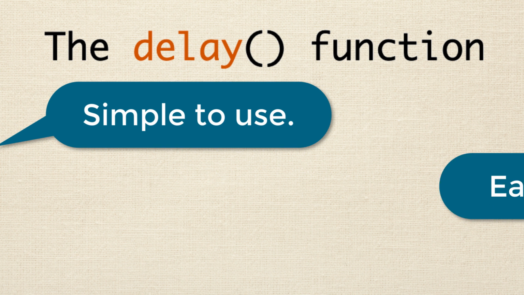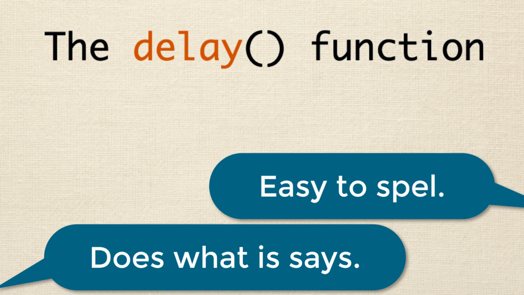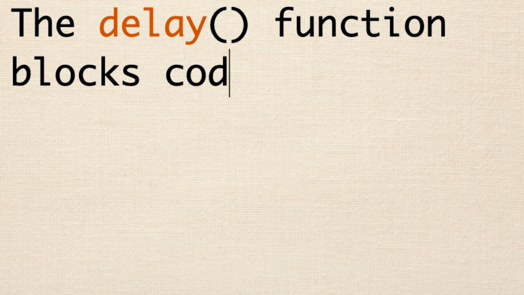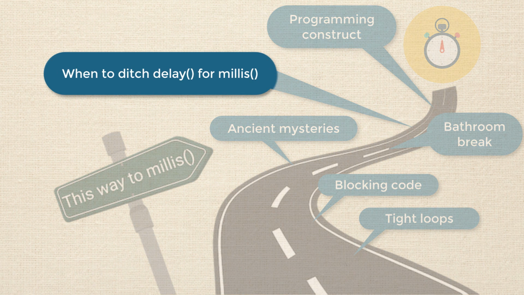It's simple to use, it's really easy to spell, and it does just what it says. So we shouldn't necessarily ostracize delay from our programming toolbox. We should just recognize that it's a simple programming function that can work in a lot of instances. But there is a time when you start to run into issues, and that has to do with the blocking effect that the delay function has in our program. Now, in the next lesson in this series, we're going to identify where this really becomes an issue. You'll learn when it makes sense to use the delay function in a program and when it's time to switch to using the millis function.